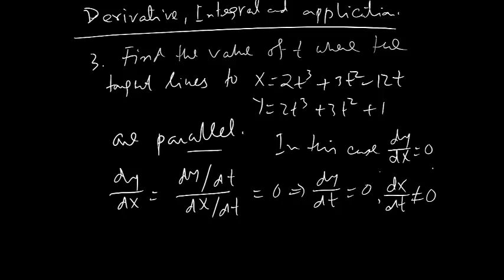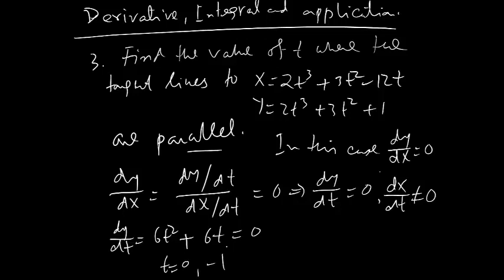If we have 0 over 0, then it's not 0. So that's why we need to put the restriction that dx/dt must not be 0, and then we can start working on our problem. So dy/dt should be 0. So find dy/dt. dy/dt equals 0 gives you 6t squared plus 6t, set equal to 0. If you solve for t, you will see that t equals 0 and t equals -1.